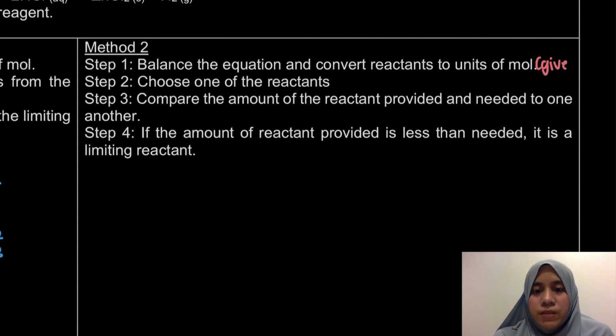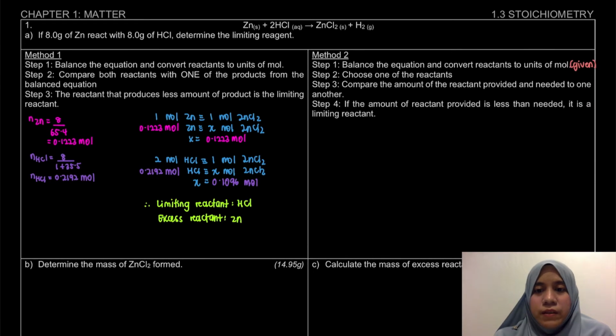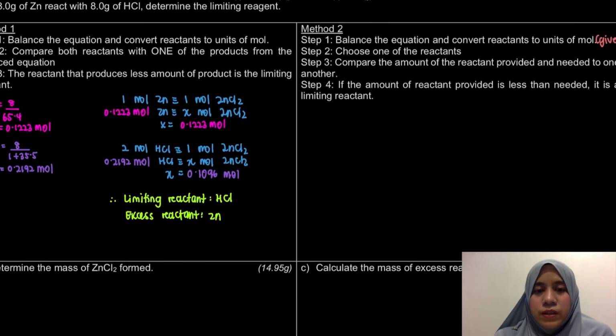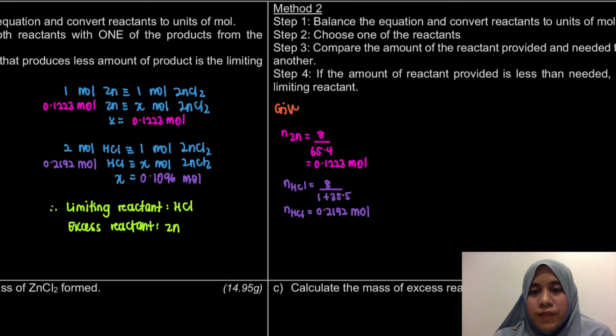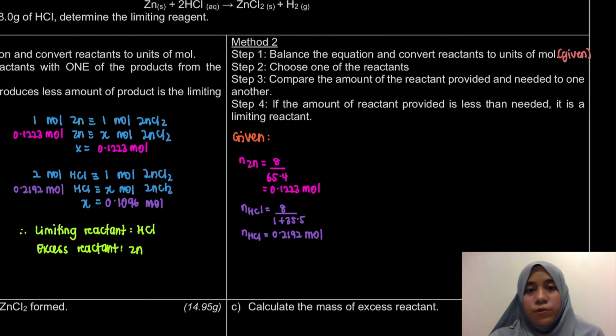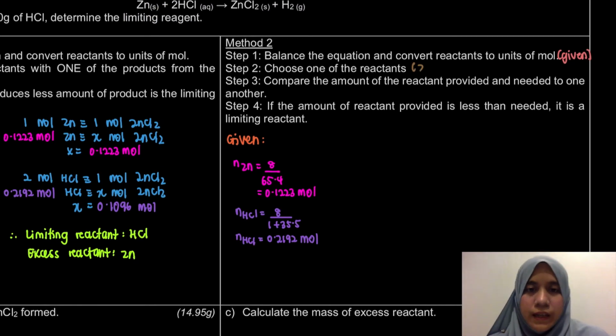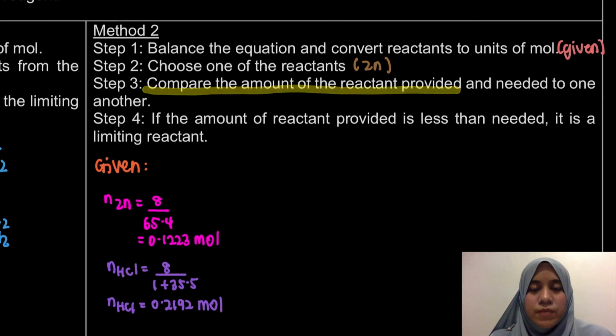Okay, so yang step 1 ni, kita dah buat tadi kan, based on question method 1. Okay, tapi yang beza dekat sini, yang ini Miss nak labelkan sebagai the given. Given tu maksud yang diberi pada kita. Kenapa? Nanti kita akan tengok lah. Okay, choose one of the reactant. Pilih. Dalam kes ni Miss nak pilih zinc. Nak pilih HCl pun boleh juga. Tapi kali ni Miss nak pilih zinc.